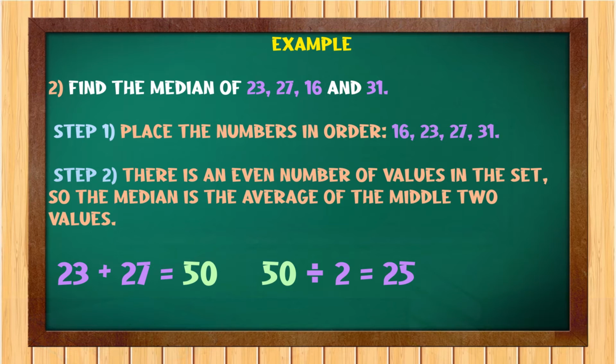Now notice 25 is not within the set that was given, but because two numbers are found in the middle position, we have to add them together, then divide by 2 so as to strike an average or to find the middle point or the midpoint. So 25 would be the median for this set of numbers.